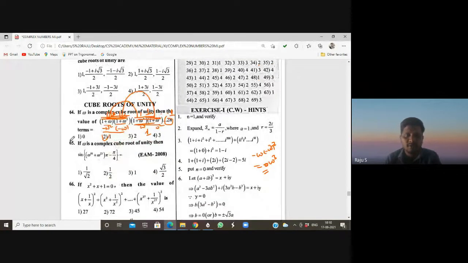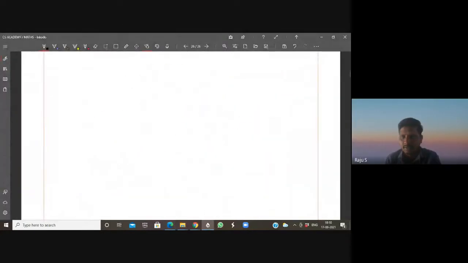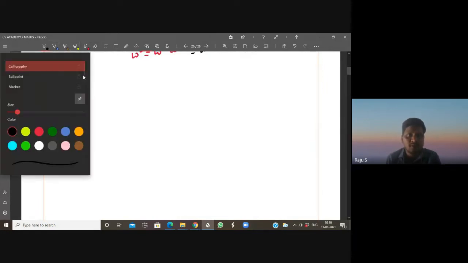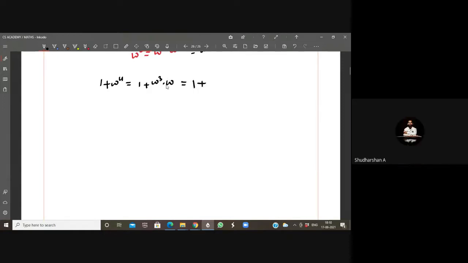Now, 65. How is 1 plus omega power 4 equal to 1 plus omega? Yeah, I'll tell you. Very good. See, students, if you have any doubts, don't feel shy. You can ask like that. 1 plus omega power 4 can be written as omega into omega cube into omega. What is omega cube?